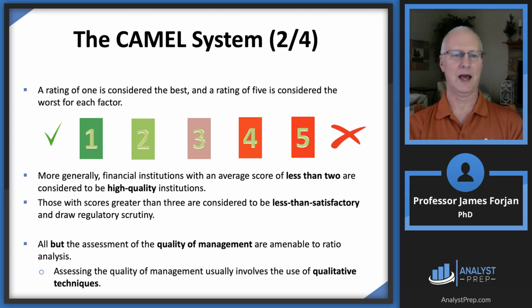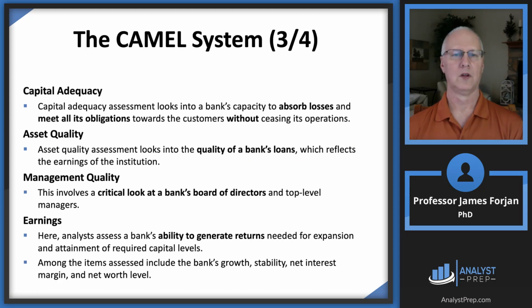But notice what I have there in that second block point. More generally, financial institutions with an average score of less than 2 are considered to be of high quality. Greater than 3, less than satisfactory quality. And probably the regulators are going to be aware of that and come in and take a look at all of the financial statements. So let's go ahead and look at these 5 points.